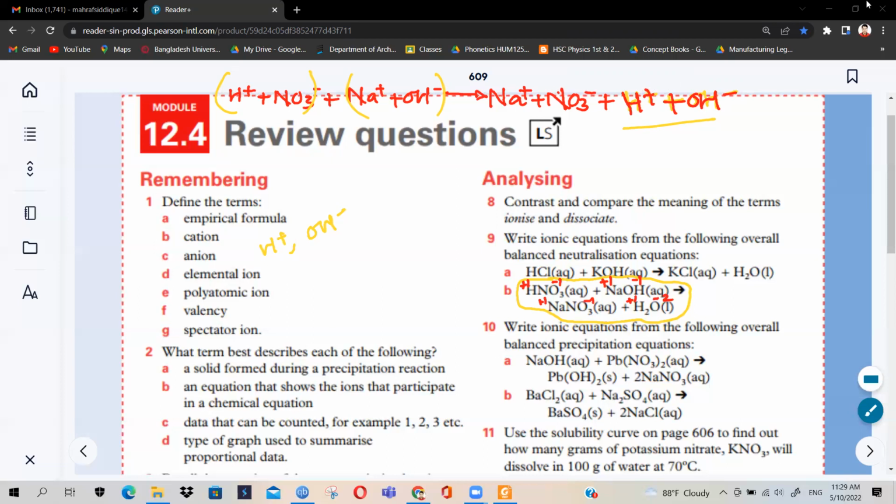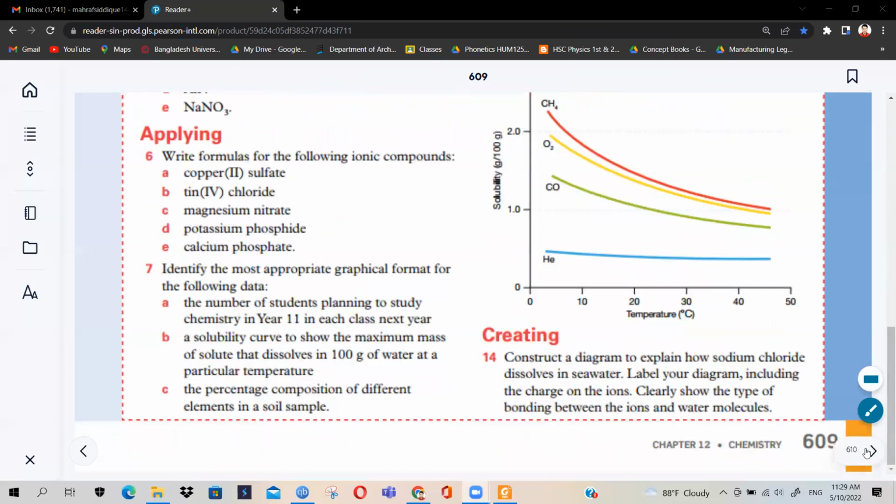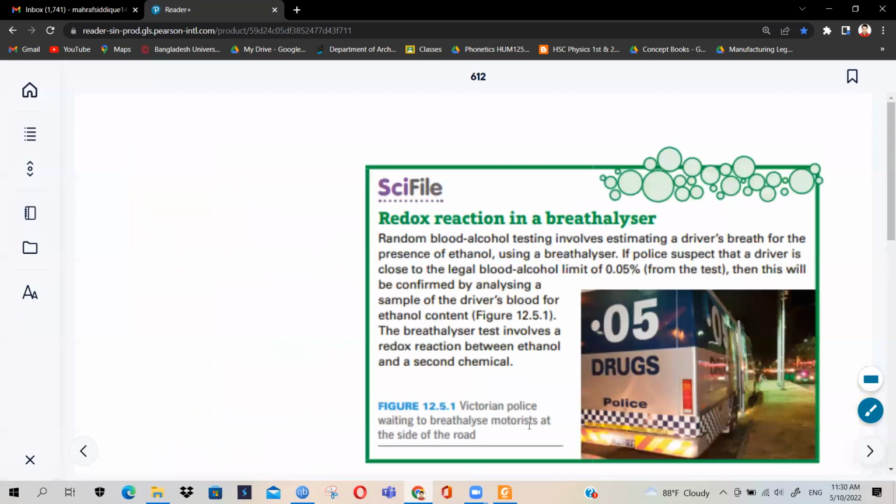Done. All right, so now let's get to redox reactions again. Please revise the things on ionic solutions as well.